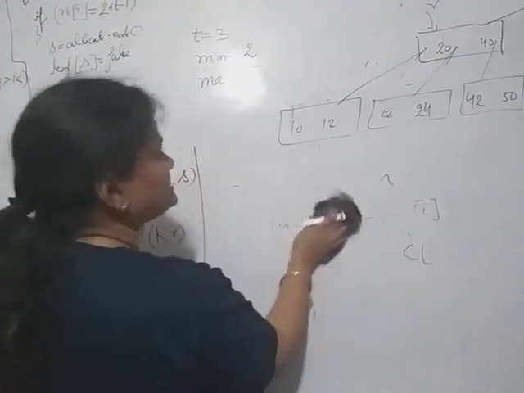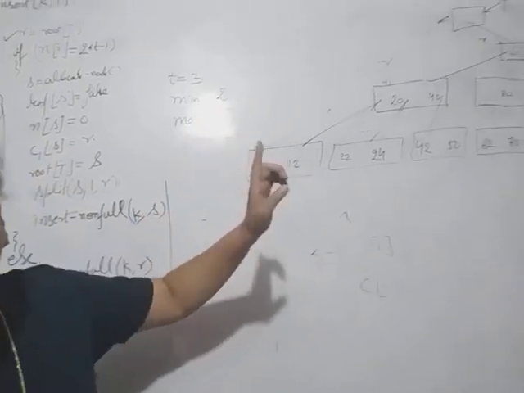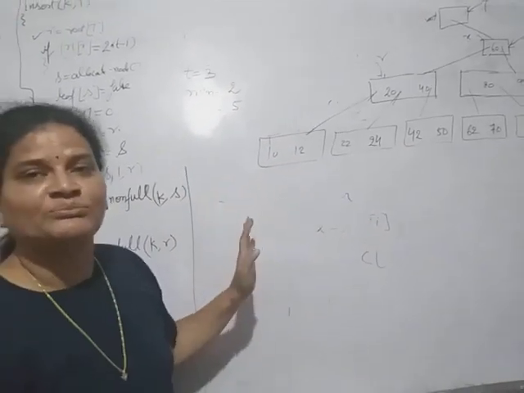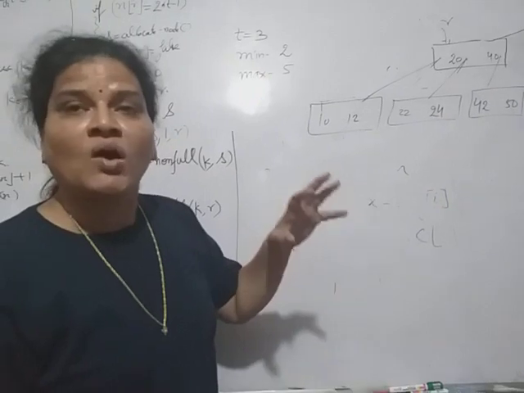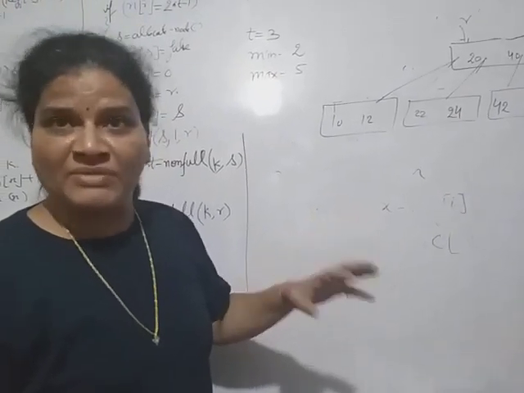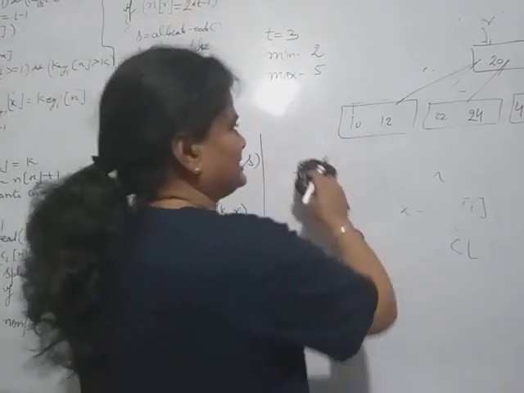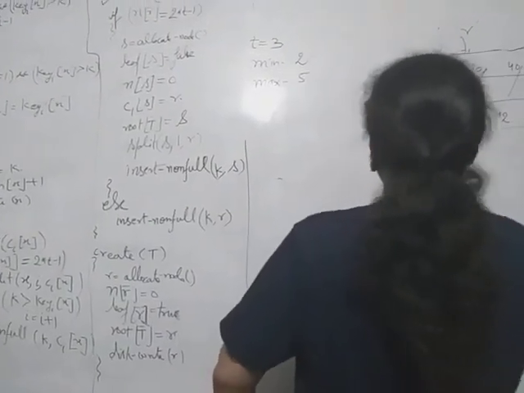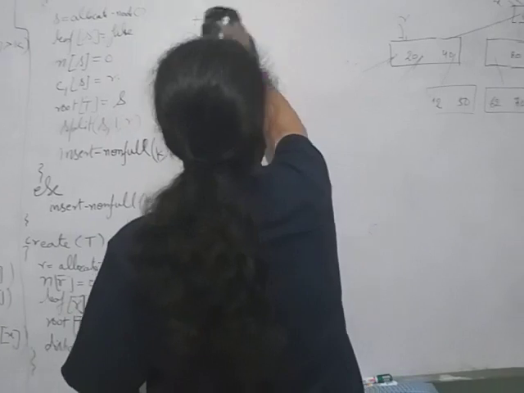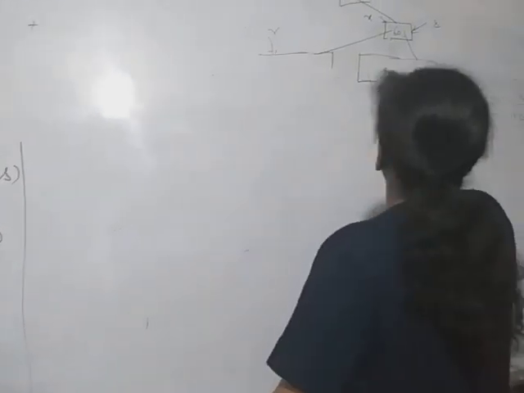Another very important concept is the concept of the root. What I said: in a B tree, the root node is always in the main memory, and all other nodes of the B tree are in secondary memory. So what is the concept of the header node here?